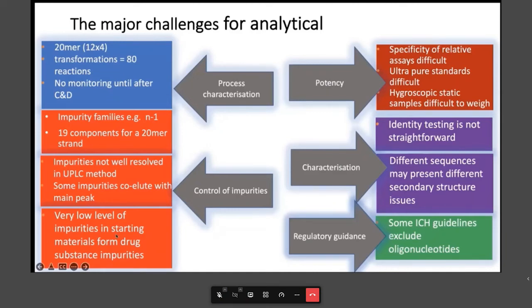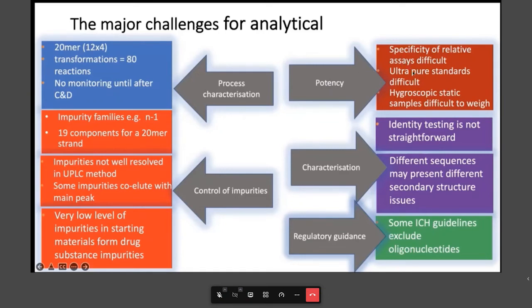And we also know that starting materials are critical. Very low-level impurities in starting materials form drug substance impurities. So if you have a G-amidite and you are adding that G-amidite 10 times, a tiny impurity at 0.1%, if it has the same coupling fidelity, will end up contributing a 1% total impurity load within that final drug substance. So the control of impurities at the starting material state has to be very, very exquisite.